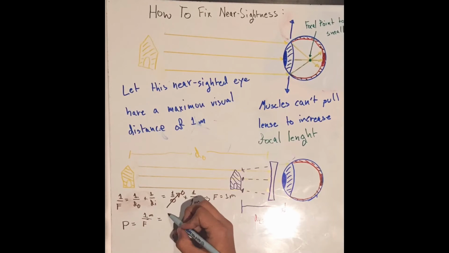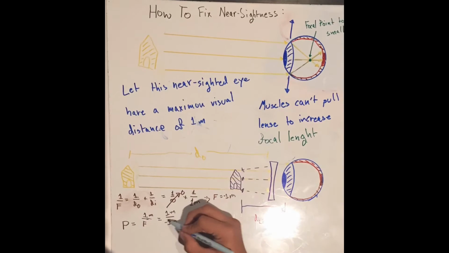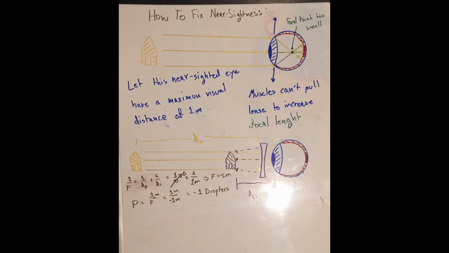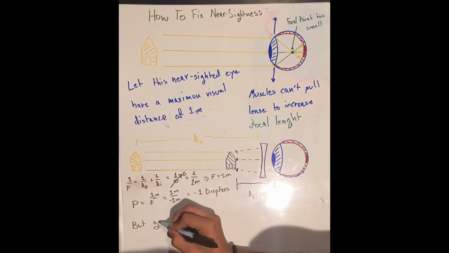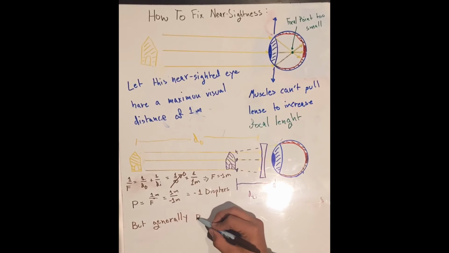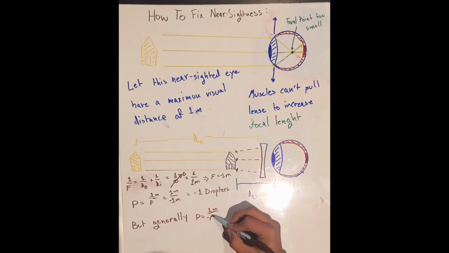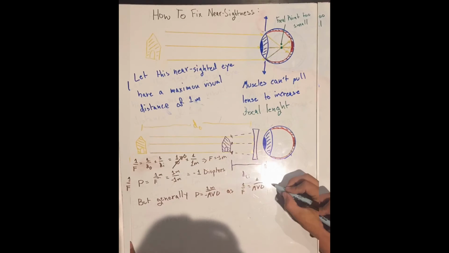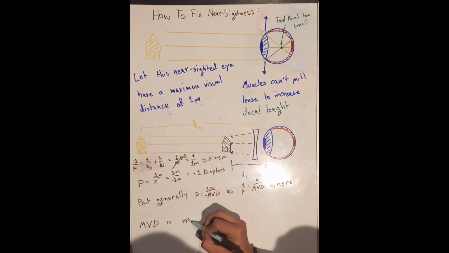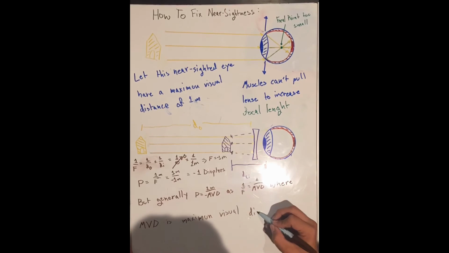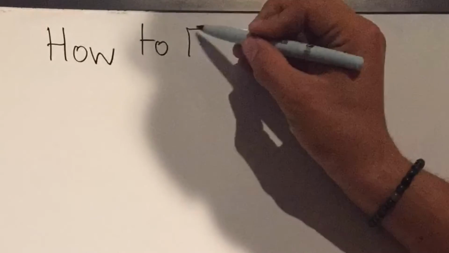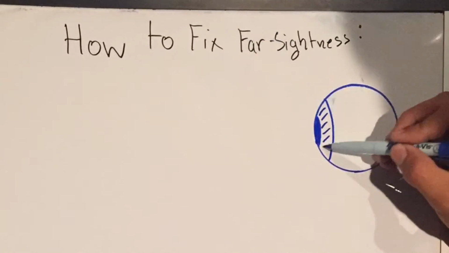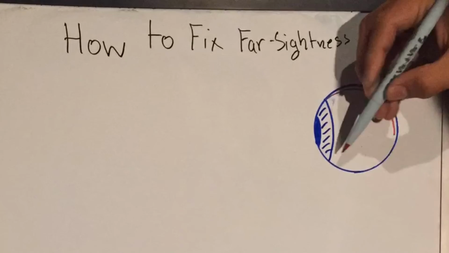Now take that focal length, which would be negative, as this is a virtual image, and take 1 meter and divide it by your focal length, and then you'll get your power. And using that power, you can go to the store and buy a diverging pair of glasses at that power, which would be a negative power.